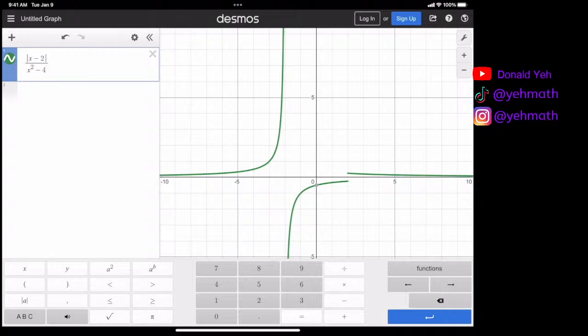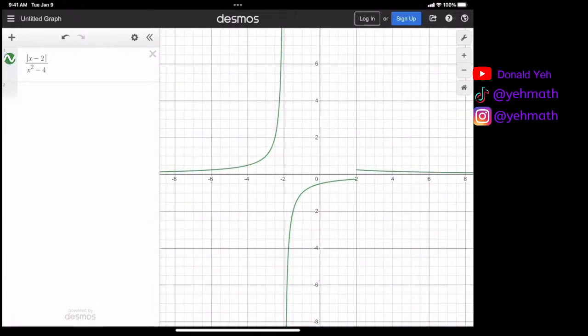That's pretty crazy. Yeah, that's a good question. So it's weird. There's actually an asymptote at -2, but at 2 there was a jump. Yeah, that's a good question.